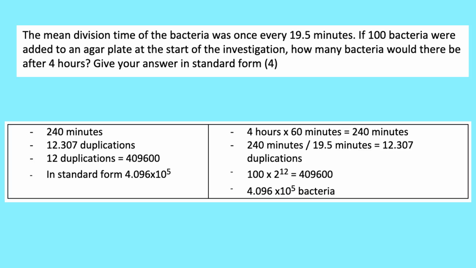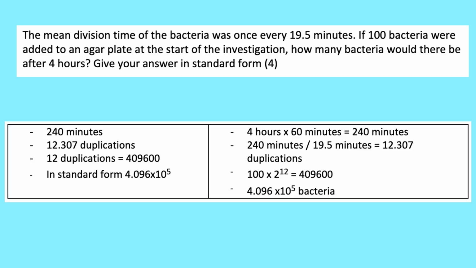The first thing you need to do is work out how many minutes are in 4 hours. We know that the bacteria divide every 19.5 minutes, so if they're given 4 hours, how much time is that? So 4 hours times 60 minutes, because there's 60 minutes in an hour, is 240 minutes. That's your first mark.